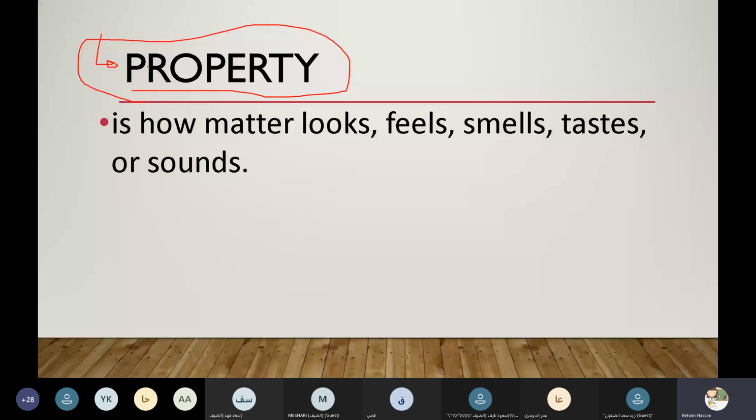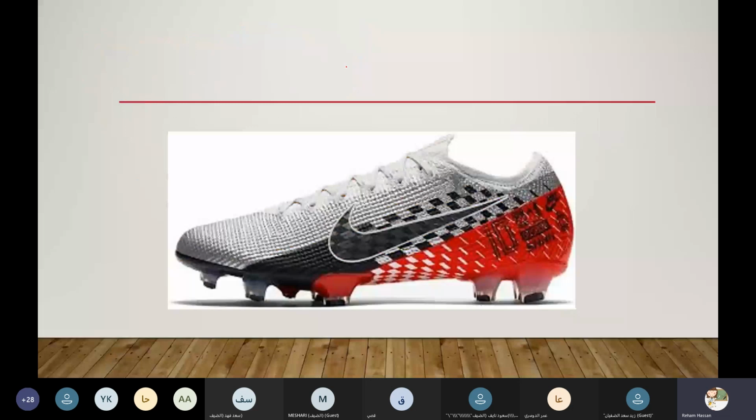Property is how the matter looks, feels, smells, tastes, or sounds. Now we describe the matter. The matter has properties. If we talk about one property, like the color of the book, it is singular. But if we talk about more properties, it's called properties.